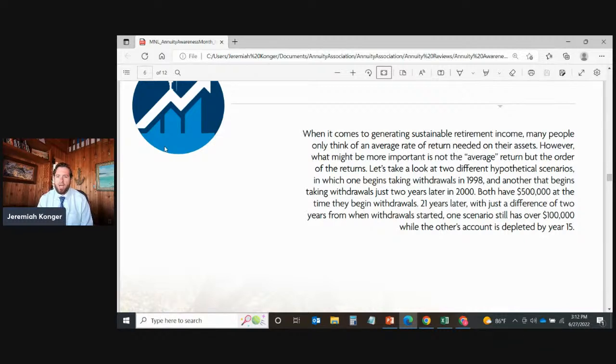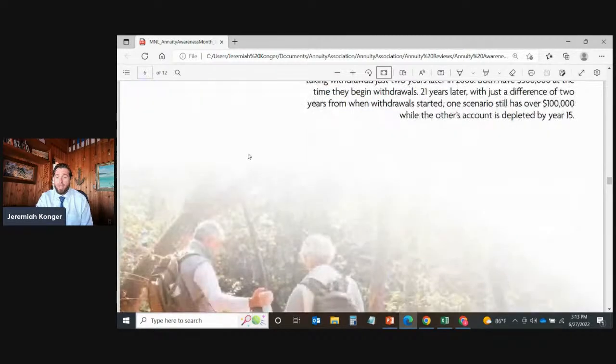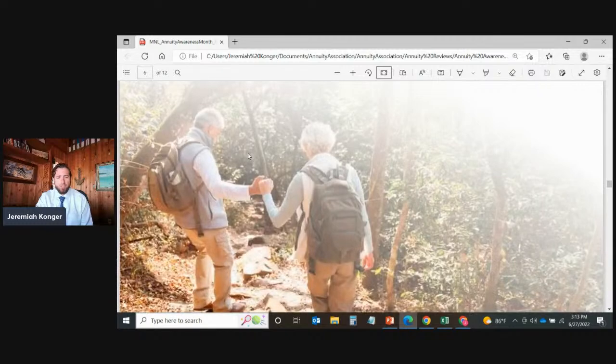Let's take a look at two different hypothetical scenarios in which one begins taking withdrawals in 1998 and another begins taking withdrawals just 2 years later in 2000. Both have $500,000 at the time they begin withdrawals, and 21 years later, with just a difference of 2 years from when withdrawals started, one scenario still has over $100,000, while the other's account is depleted by year 15. So this is going to be a good deep dive example of that sequence of returns risk, which everyone faces as they enter the phase of retirement.